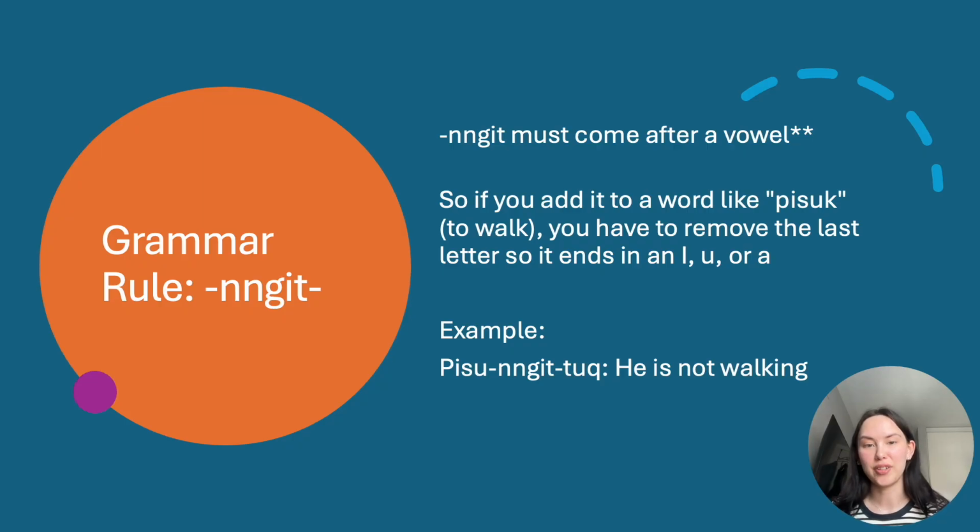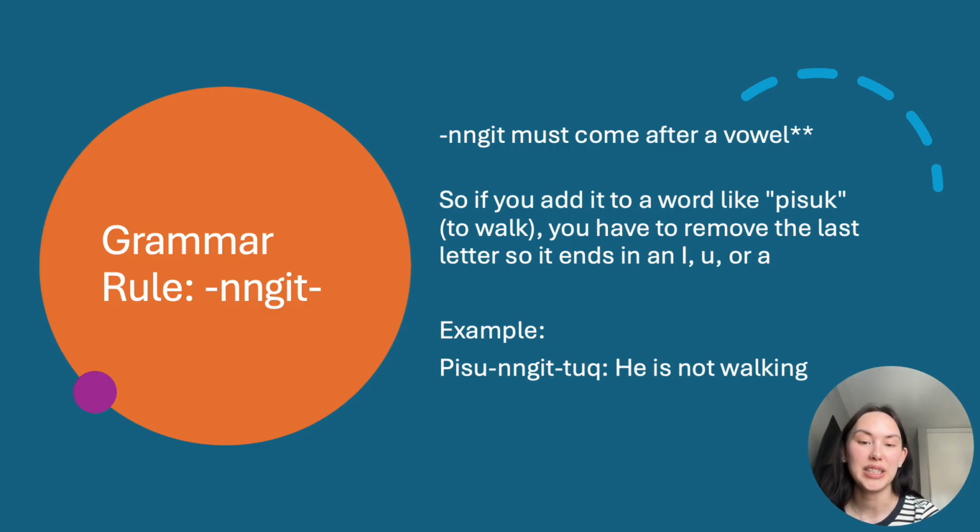So here's just another example with a root word, bisuk, that ends in a K, which means to walk. So we're just going to drop the K if we're adding ngit, because ngit has to come after a vowel. So instead of bisuk ngittuuq, which if you try to say that, it kind of stops in your mouth. It doesn't come out smoothly. But if you drop the K and you say bisungittuuq, notice how it flows a lot easier. It's a lot easier to pronounce.